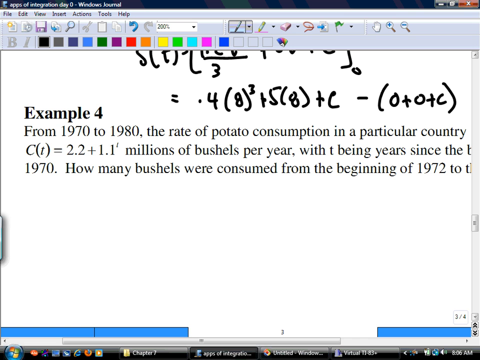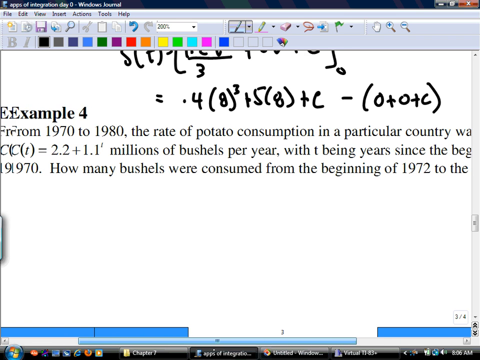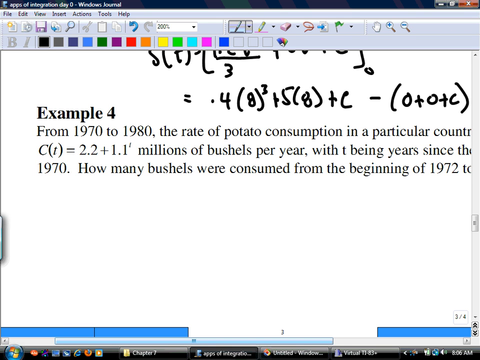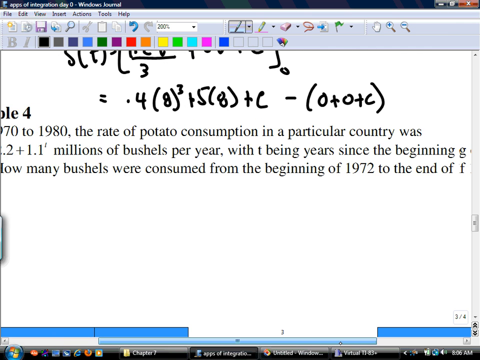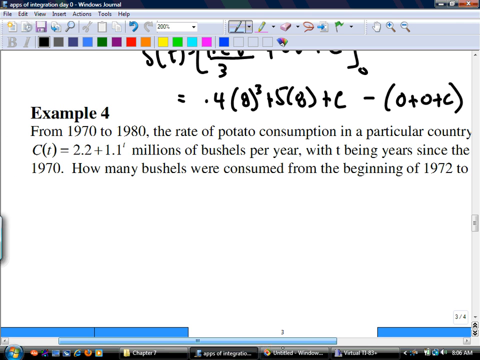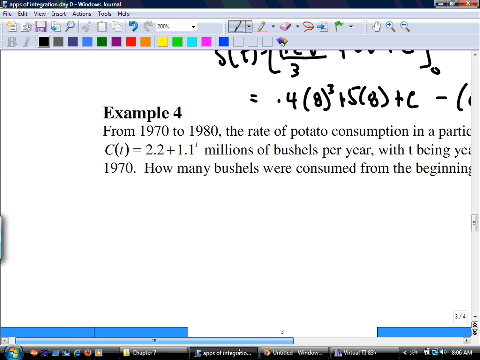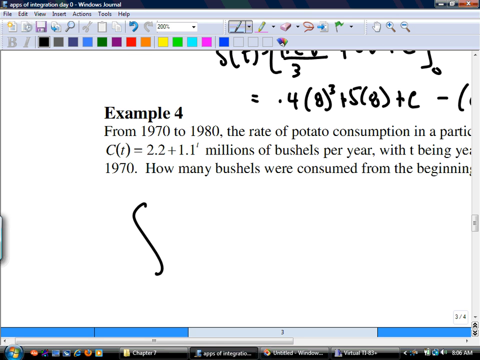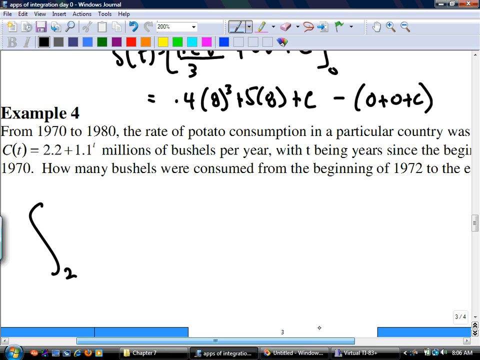From 1970 to 1980, the rate of potato consumption in a particular country was C of t equals 2.2 plus 1.1 to the t millions of bushels per year, where t is years since the beginning of 1970. How many bushels were consumed from the beginning of 1972 to the end of 1973? That would be the beginning of 1974.